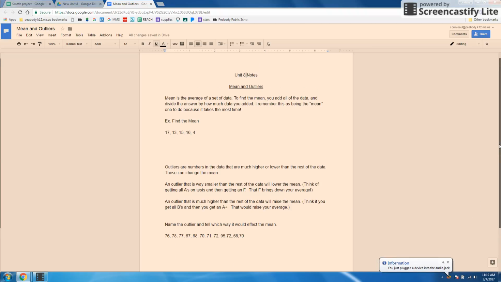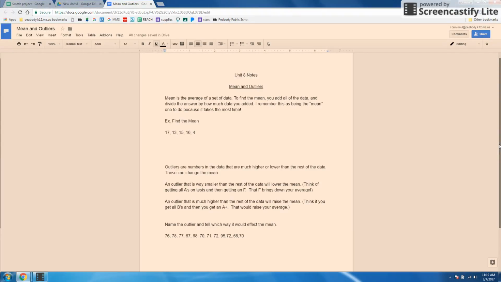So yesterday we talked about statistical data and how you can tell whether a question is statistical or not. Basically, if you ask a question where there can be different types of answers, it's statistical. If you ask a question where everyone's going to say the same exact thing, then it's non-statistical. Today we're going to learn about mean and outliers.